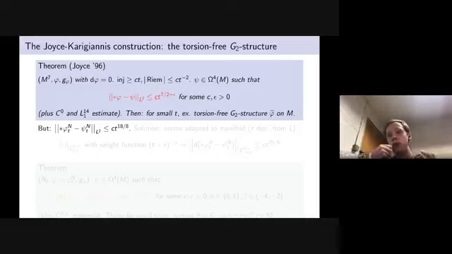So if for some reason you really, really want a torsion-free G2 structure, there are at least two things you can do. The first thing was done by Joyce-Karigiannis in the original paper. What they did is they found certain corrections for phi nt and psi nt, so that when you add these correction terms, this difference between the corrected phi and the corrected psi will actually be smaller than t to the 7 over 2.